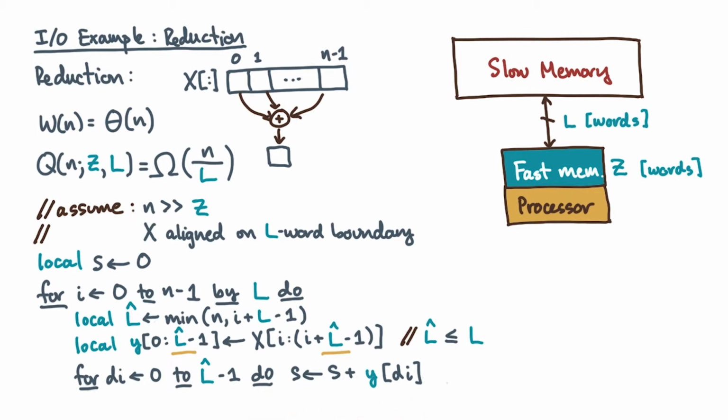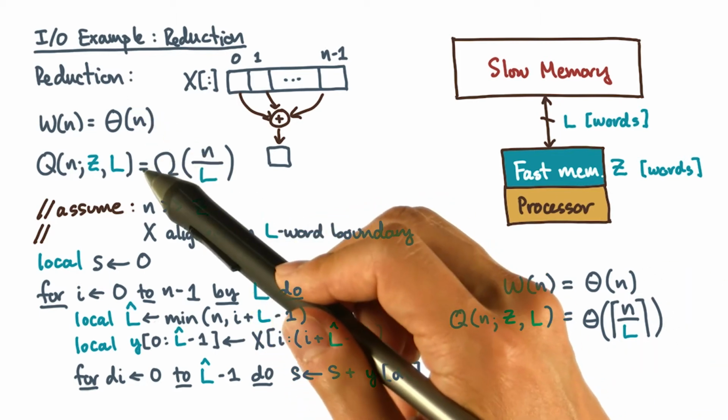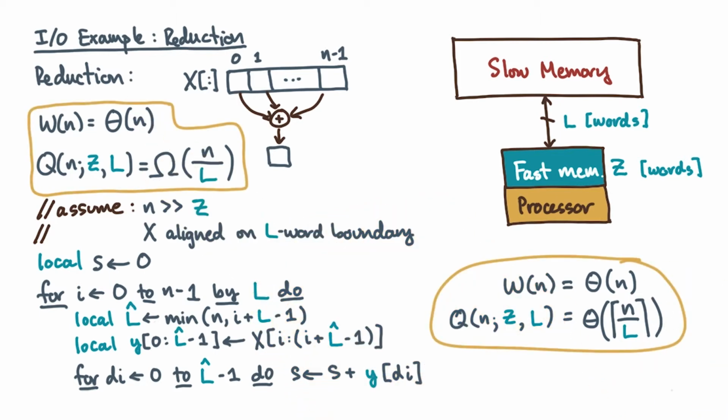So what's the work and the number of transfers for this algorithm? The work is just the same as the conventional algorithm in the RAM model. That is, it's just theta of n. Here's the number of transfers. It's just the ceiling of n over L. Hopefully you can see how this falls out very naturally from the structure of the code. So how do these compare to the lower bounds? Why, they compare very well indeed.